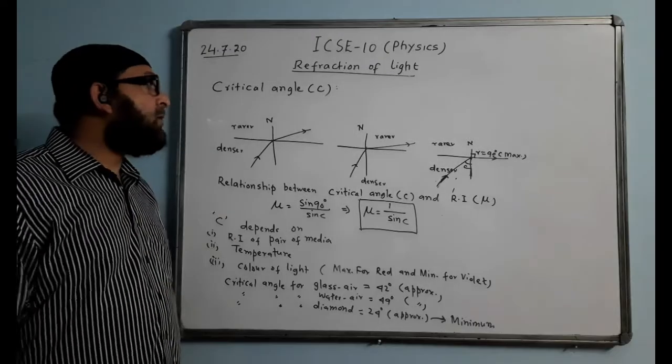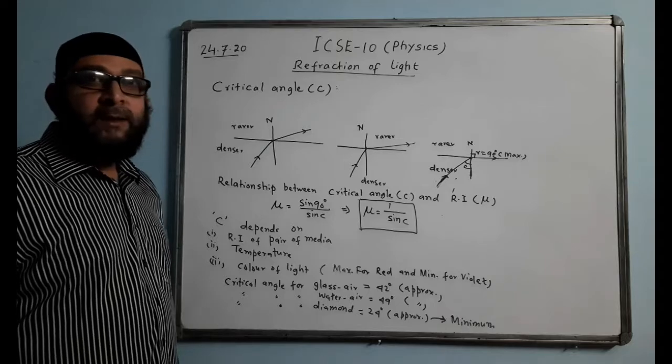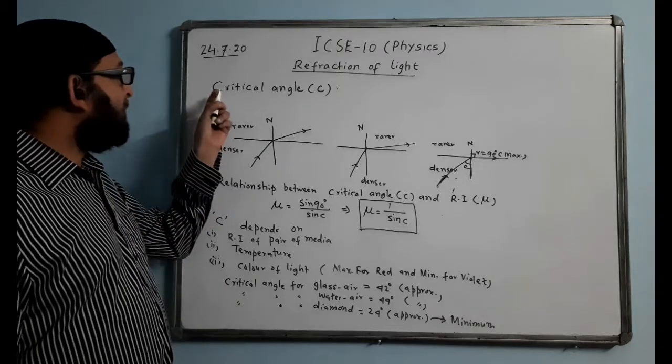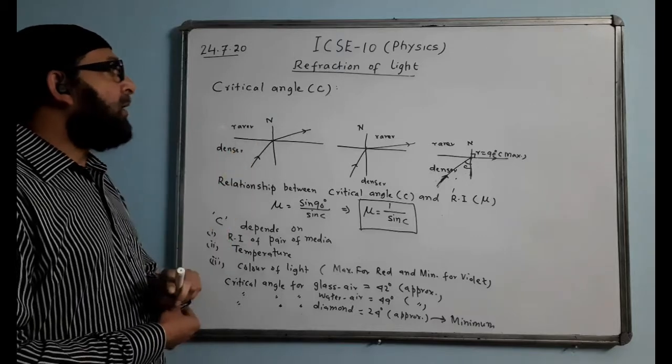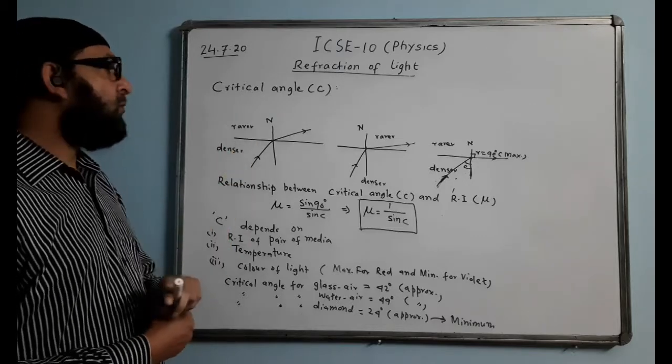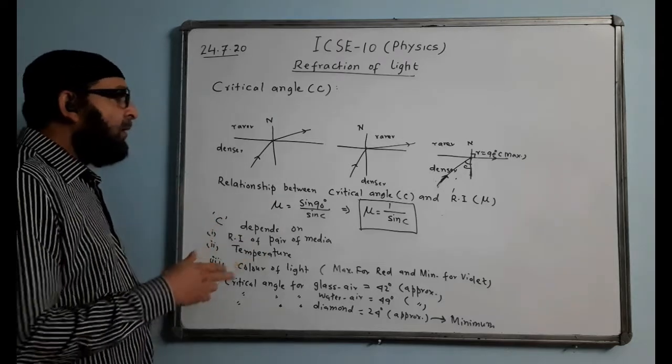Okay, my dear students, today is the continuation of the same chapter, refraction of light. But the topic is different. Today's topic is critical angle, which is denoted by the symbol capital C. What is critical angle? First you learn what it is, and then you will find the definition. I will give the definition.